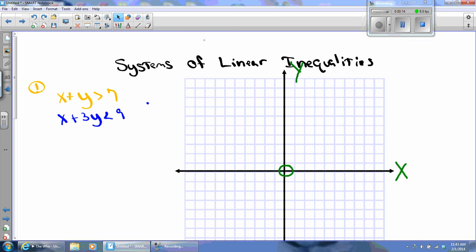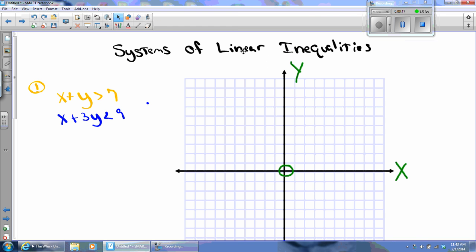After yesterday, you should see how simple it is to graph linear inequalities. Well, we're going to have a system of them, which means we're going to have two. And in a system of linear equations, we're looking for the place where the two lines cross, right? Well, in this case, because there's shading, we're going to look for where the shading overlaps, okay? And this will be really cool.